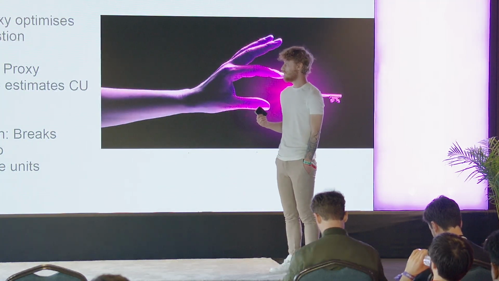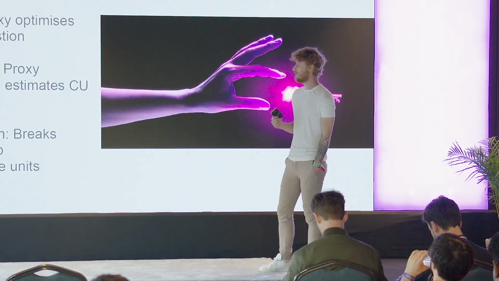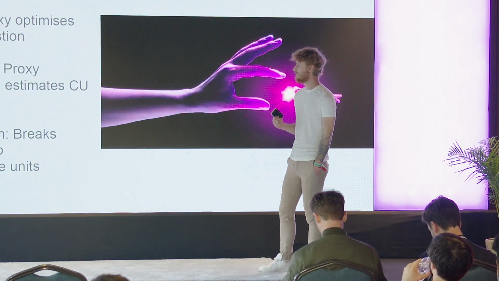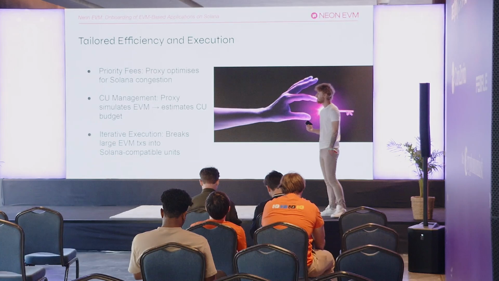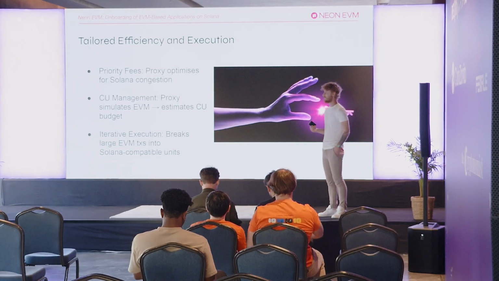So the thing is that Neon proxy provides rather highly accurate compute units estimations, which helps to limit failed transactions and, in essence, to increase the user experience. But we also tackled another interesting problem, which is large EVM operations, because there are EVM operations that are essentially too big for Solana to handle.